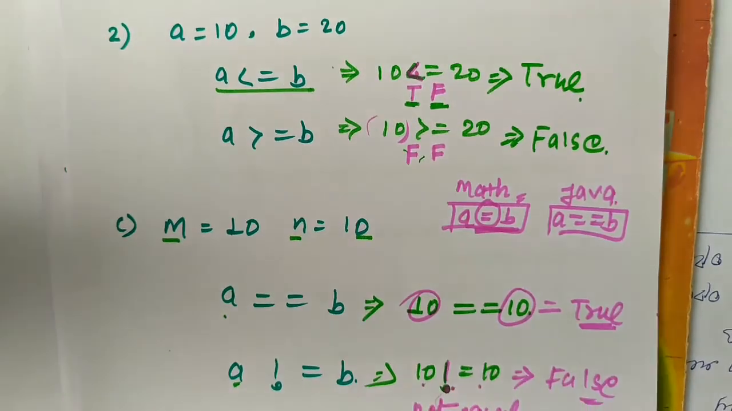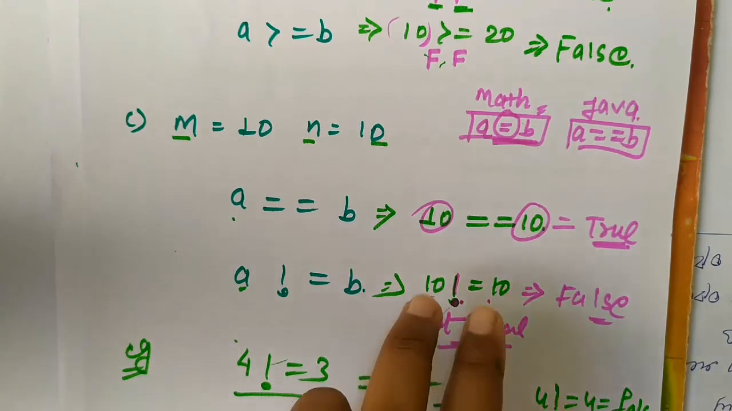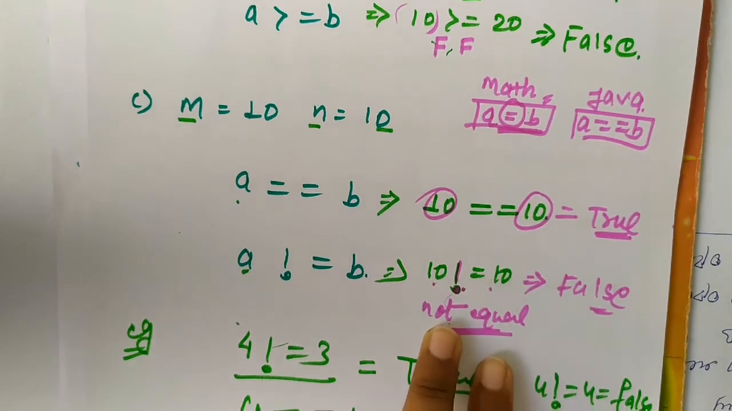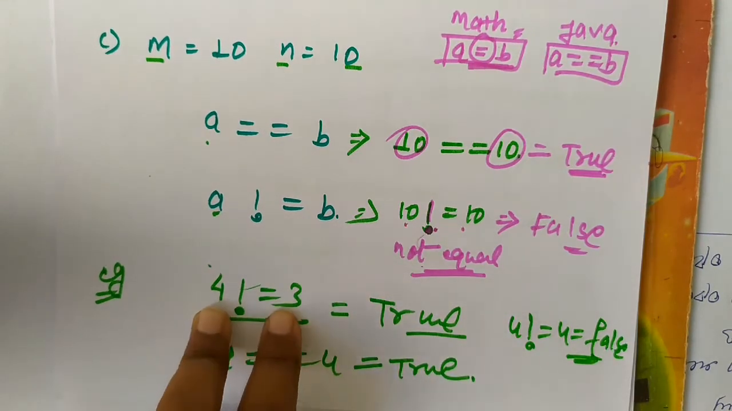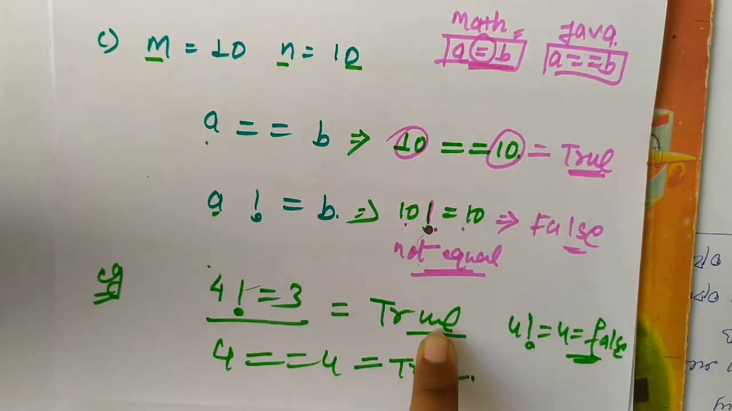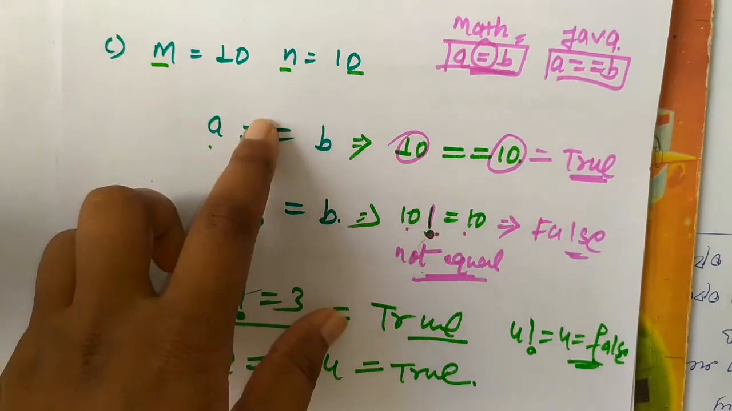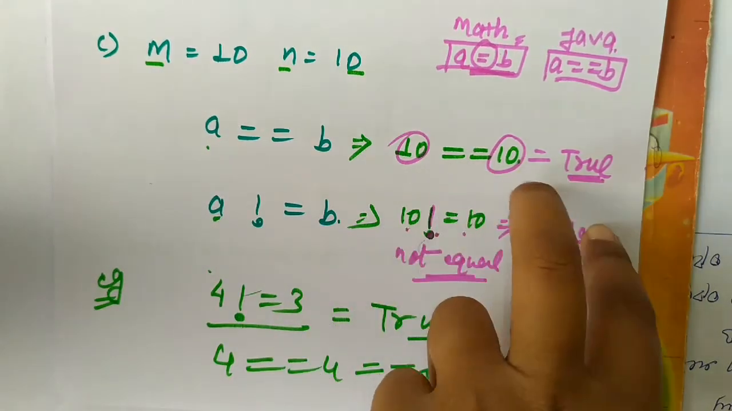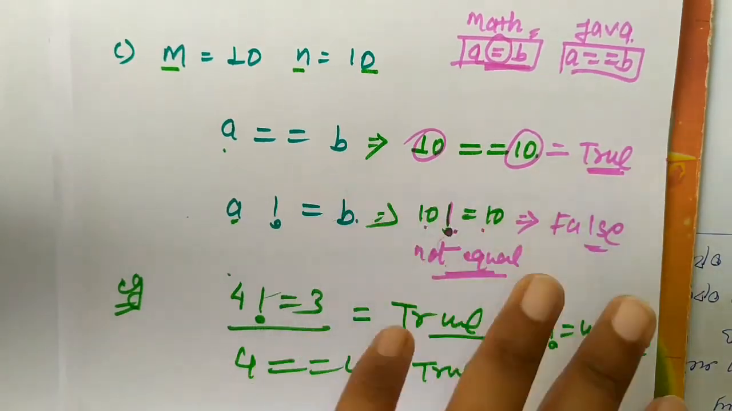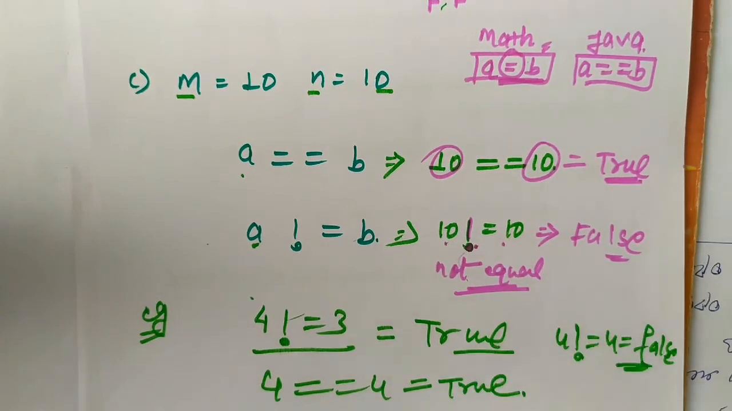Please try to understand this. What is the use of equal to and not equal to? For not equal to, if the numbers are not equal, then give the answer true. If the numbers are equal, then give false. But for the equal to sign, this is opposite. If the numbers are equal, give true. If the numbers are not equal, give false. These are the questions related to the relational operator.